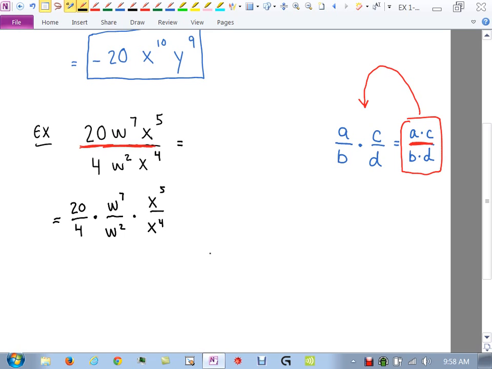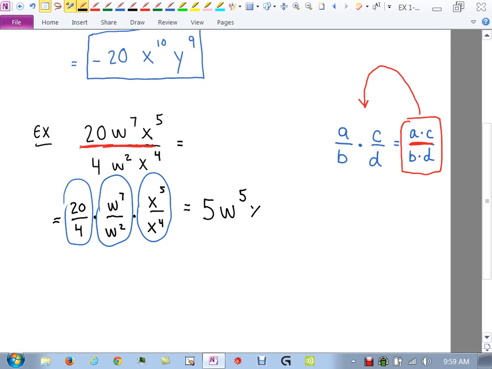Do you all agree with that? If I told you to multiply these all together, you would do everything on top multiplied over everything on the bottom multiplied, and that would give us where we started, wouldn't it? Okay, so let's now look at these individually, and realize that each one of these we can handle by themselves. What's 20 divided by 4? 5. What is w to the 7th divided by w squared? W to the 5th, because that's the same base. We subtract the exponents. And what is x to the 5th over x to the 4th? X to the 1st, which is just x. And that is it.